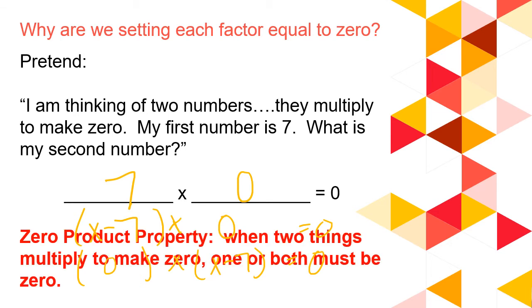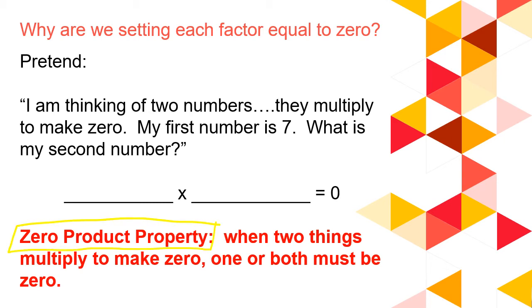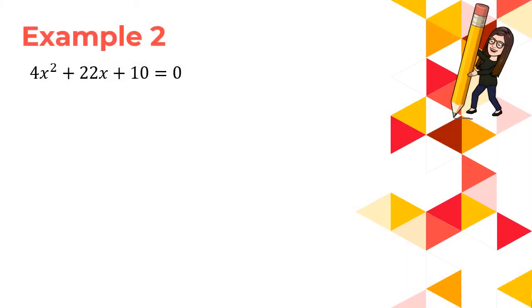If we go back to our properties in pre-algebra, what we're looking at is the zero product property, which says when 2 things multiply to make 0, 1 or both of them have to be 0. So if you think way back, you might just remember that phrase, the zero product property.